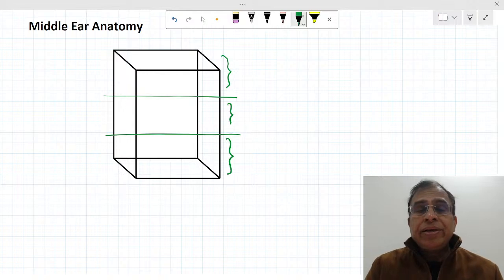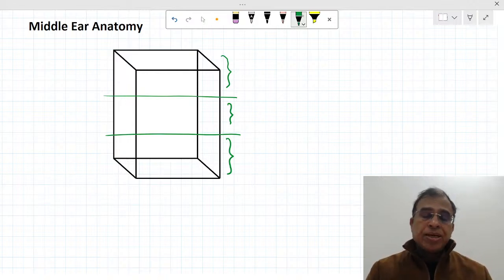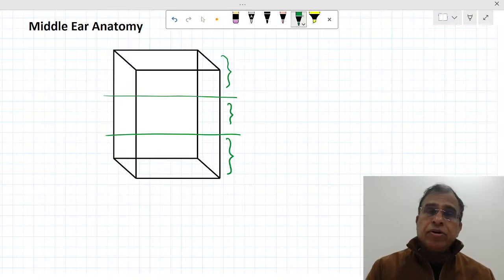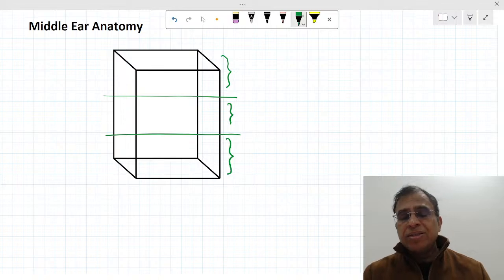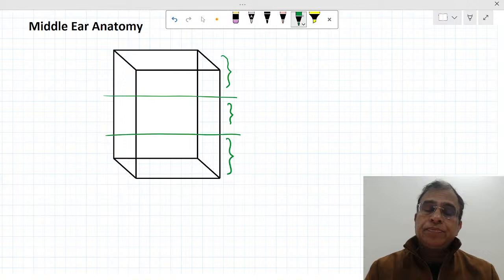And what are the main contents? Besides many other things, the main contents are the 3 ossicles. We all know them: malleus, incus, stapes. There are a few muscles and nerves also, but these are the malleus, incus, and stapes. The ossicles are the main thing that they ask about.